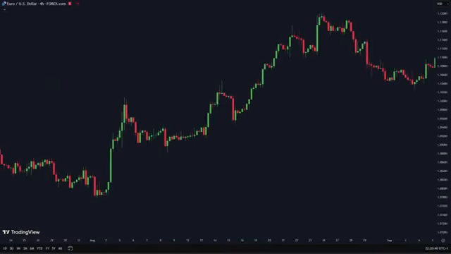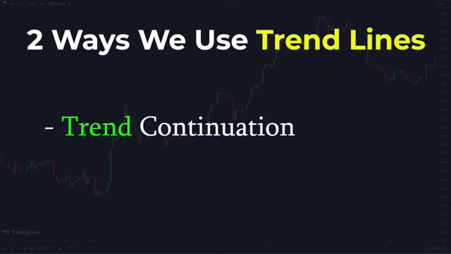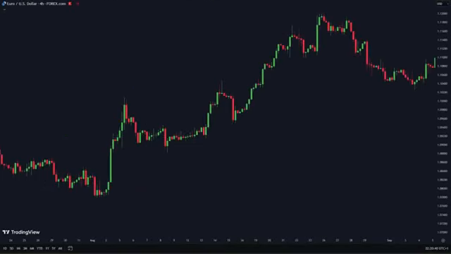Now that you understand what trend lines are and how to draw them, let's move on to how we can use them effectively alongside price action. There are two main ways to combine trend lines with price action: the trend continuation strategy and the reversal strategy. Let's begin with the trend continuation approach. We'll break this down step by step using a single time frame for simplicity.